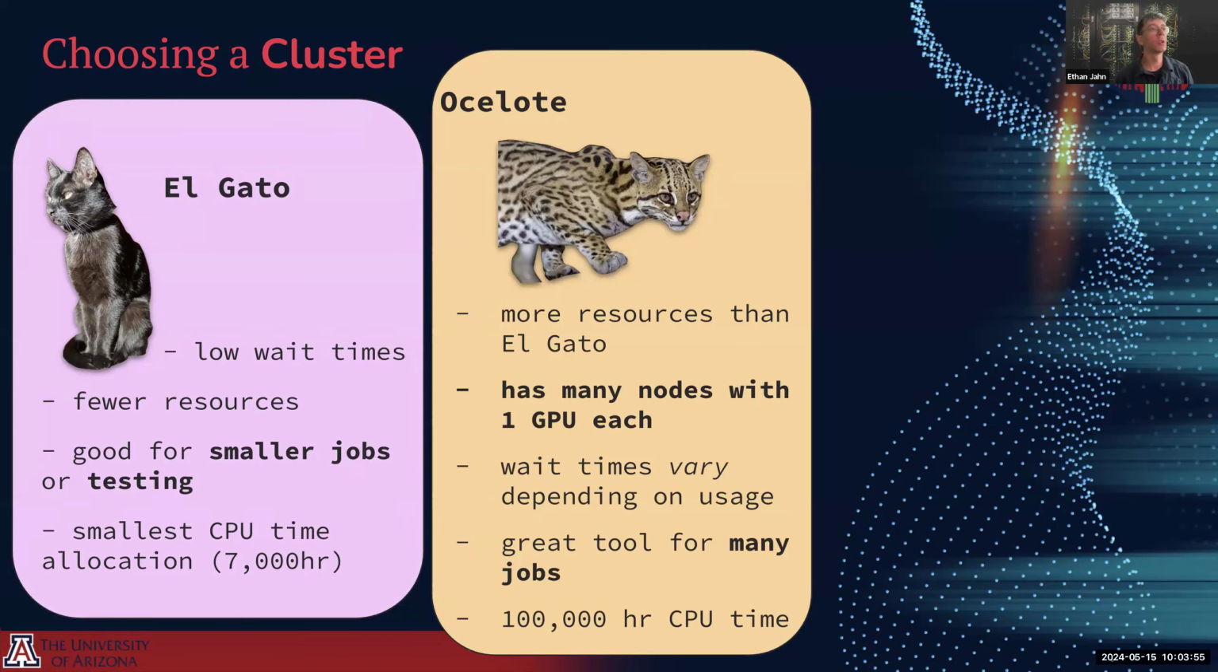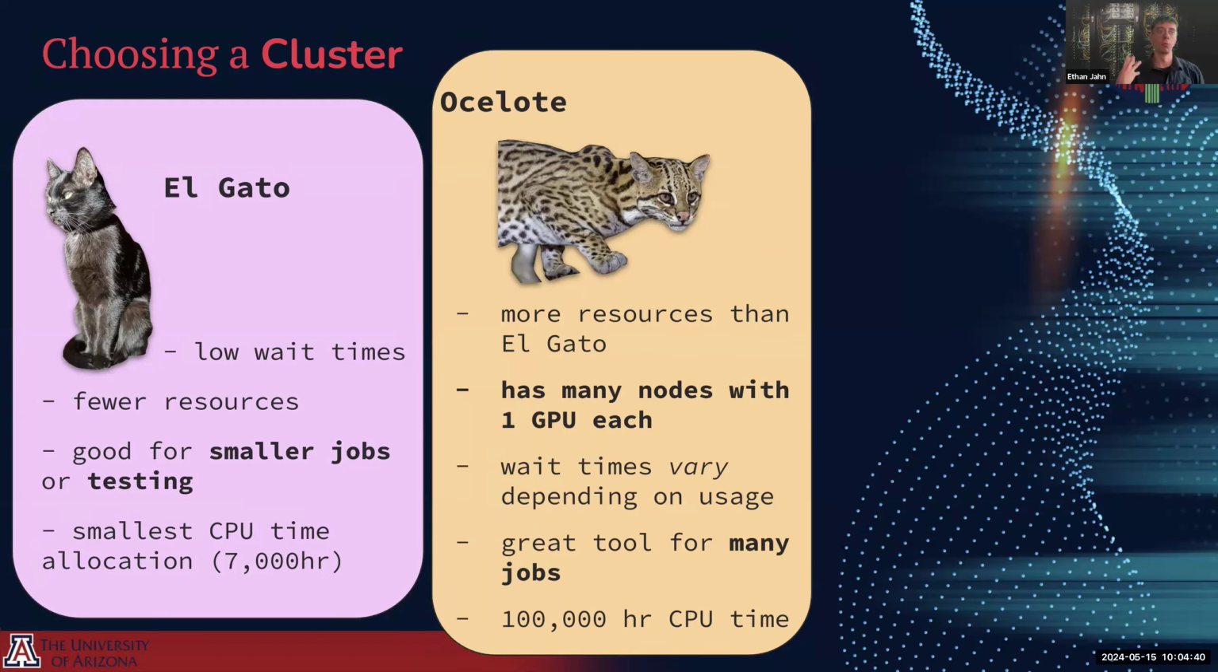Ocelote is our middle child, so it has quite a few more resources than Elgato. And it has many nodes, and there are also GPU nodes that are available. I realize that that sentence is a little bit ambiguous. I don't mean that every node on Ocelote has a GPU, but the ones that do have a GPU have one, and also that's outdated information. We have installed some new GPUs, so some have two. So be aware if this information is in our documentation. It's a great tool. It's a good middle child. You have 100,000 CPU hours on Ocelote.